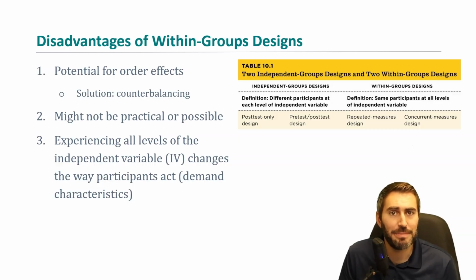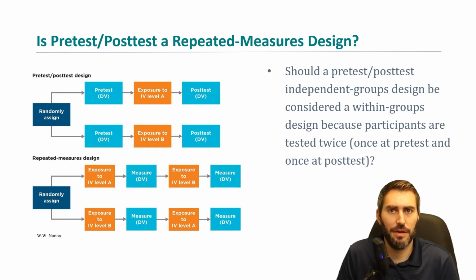This happens when experiencing multiple levels of an independent variable gives participants enough clues to guess your study's hypothesis. Once they think they know what you're looking for, participants often start changing their behavior to match your expectations, which ultimately ruins your data. Now let's clarify a common point of confusion.